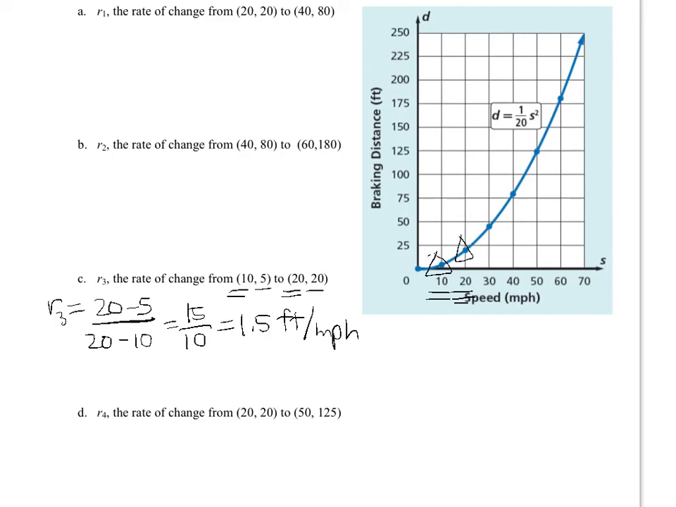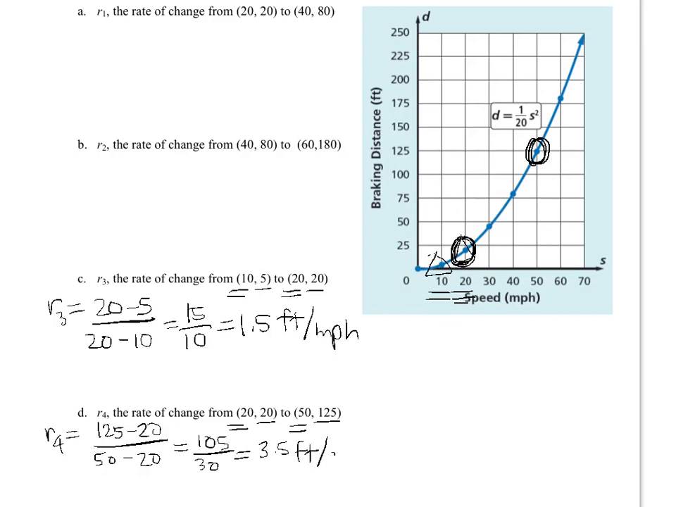And then finally, part D, R4, the rate of change from (20, 20), we'll do another circle, to (50, 125). So from 20 miles per hour to 50 miles per hour. So R4 equals 125 minus 20 over 50 minus 20. 125 minus 20 is 105, divided by 30. And that is 3.5 feet per mile per hour.